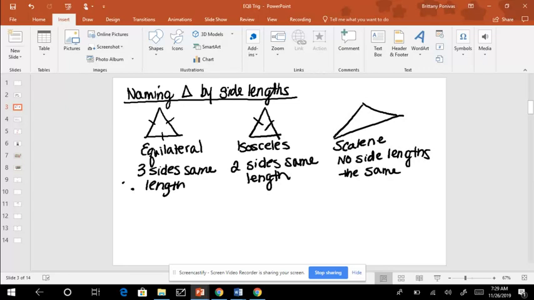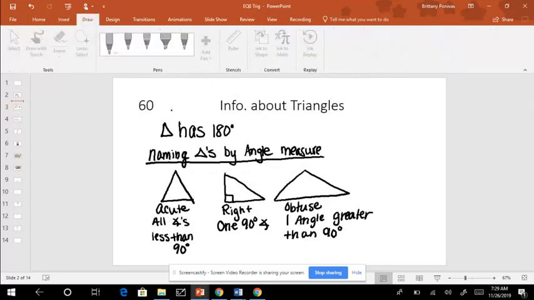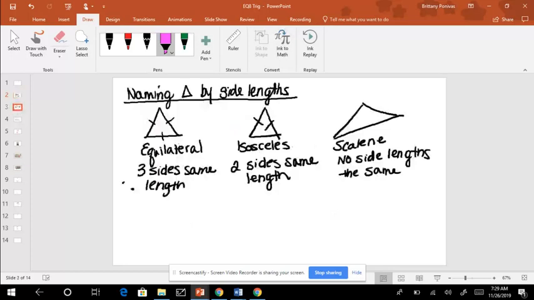So on page 60, you need to make sure that you have that all triangles have a total measure of 180 degrees in them, that you have the names for triangles based on angle measure and what all of those words mean, and that you have the three different types naming by side length, and you have the three different types with their plain language definitions.